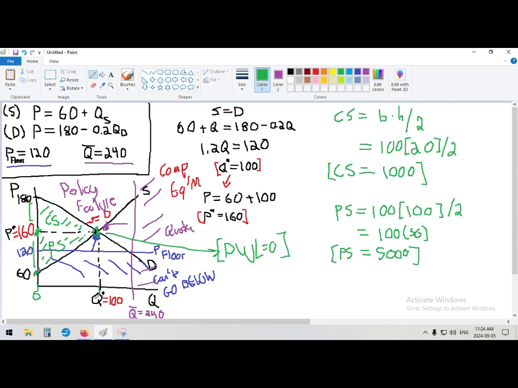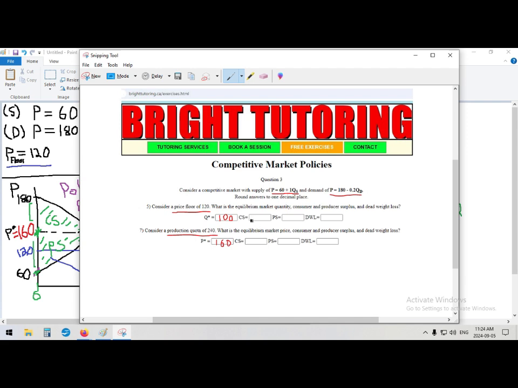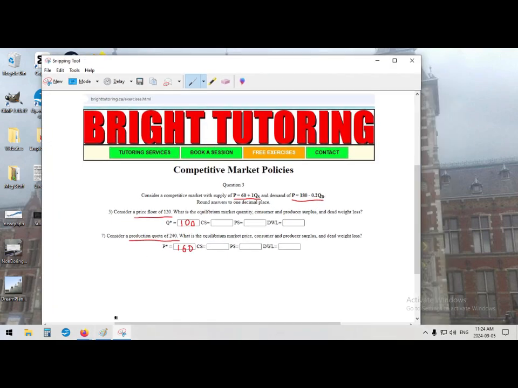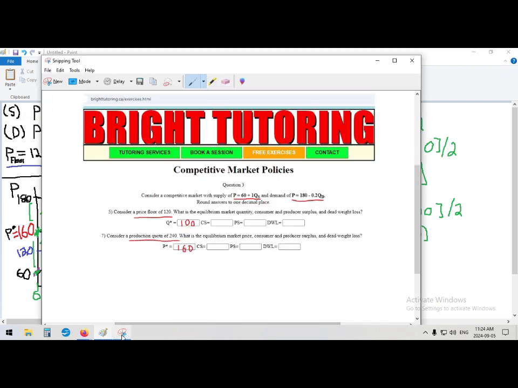So these end up being the same answers for both of the questions. When you go to consumer, you have the same answers for both. We have 1,000 and we have the 5,000 here. So consumer surplus is 1,000 in each case, producer surplus is 5,000, and of course we have 0 deadweight loss. Since this is a market policy failure, that's the kind of trick question you tend to see with a lot of these questions on tests. And that's how you complete that question.